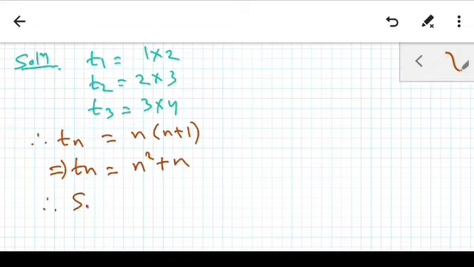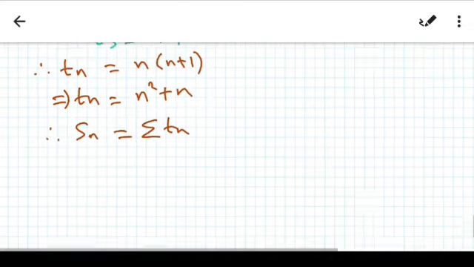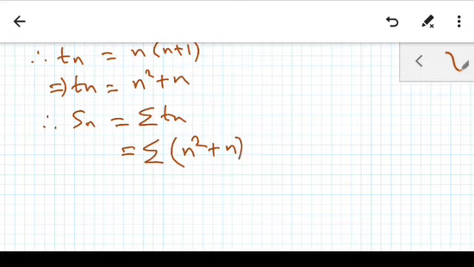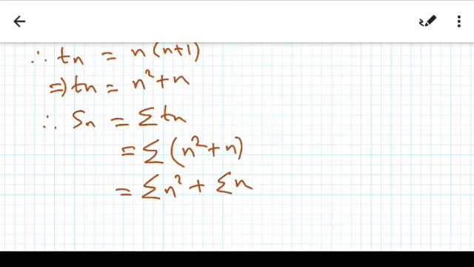Now we know Sn, that is sum of n terms, is summation of all Tn. I think it is clear. So now first, you put the value of Tn. Summation of it is n square plus n. So you split it like this, summation of n square plus summation of n, right?